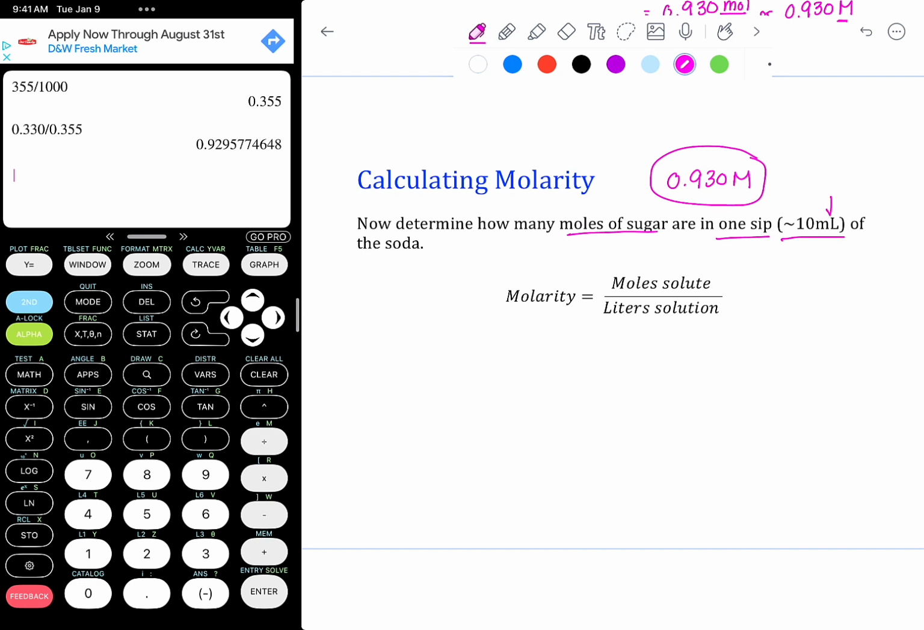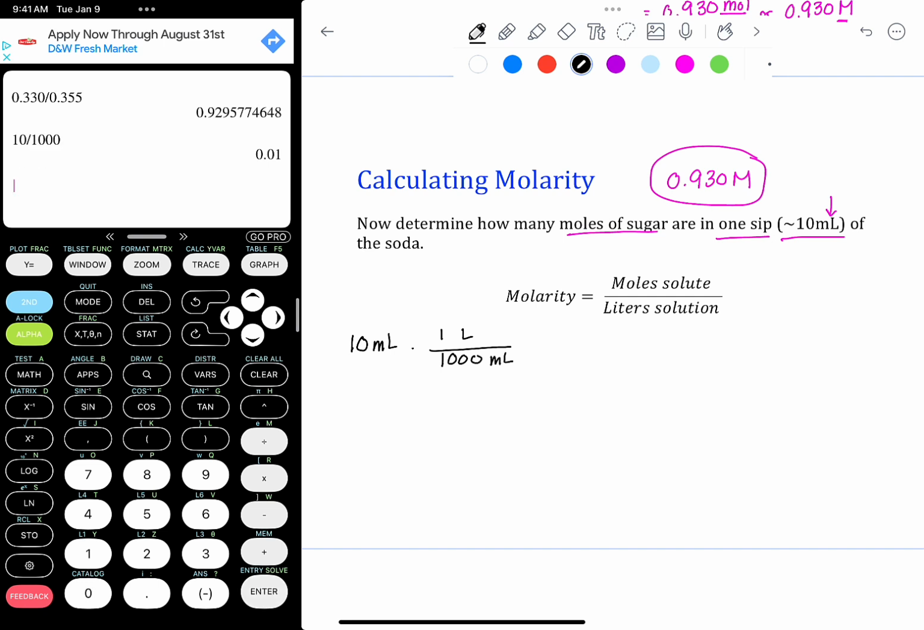Now again, we have to pay attention to our units. 10 milliliters will not work out. Our units will not cancel if we used milliliters. So we need to convert 10 milliliters to liters. Again, we start with 10 milliliters and we multiply this by 1 over 1,000, because in 1 liter there's 1,000 milliliters. So 10 divided by 1,000 is 0.010 liters. Just keeping that extra 0 on there for sig fig purposes.